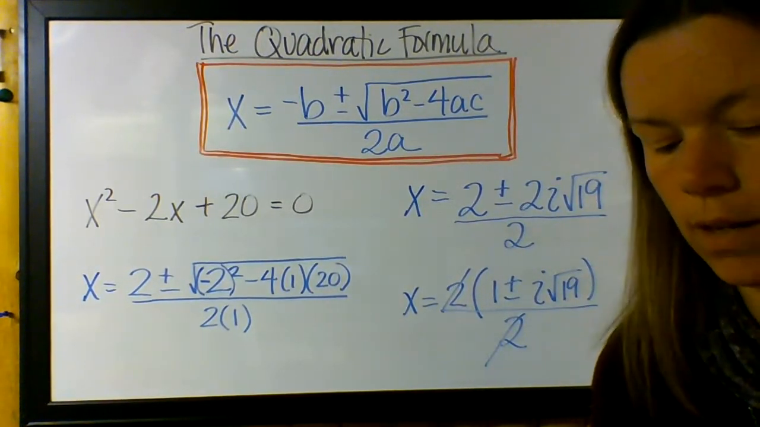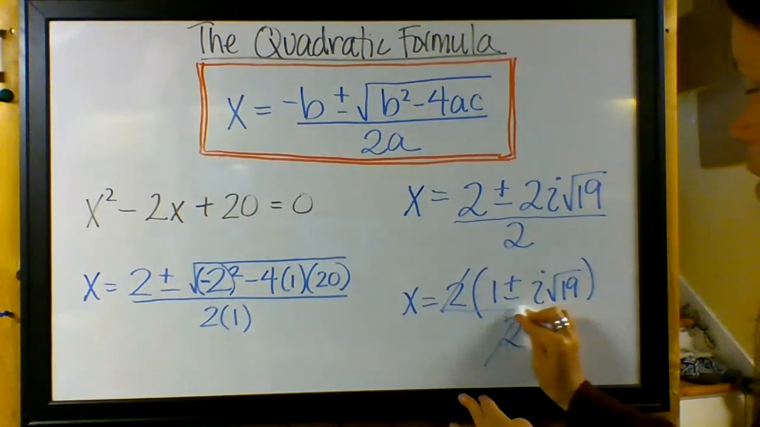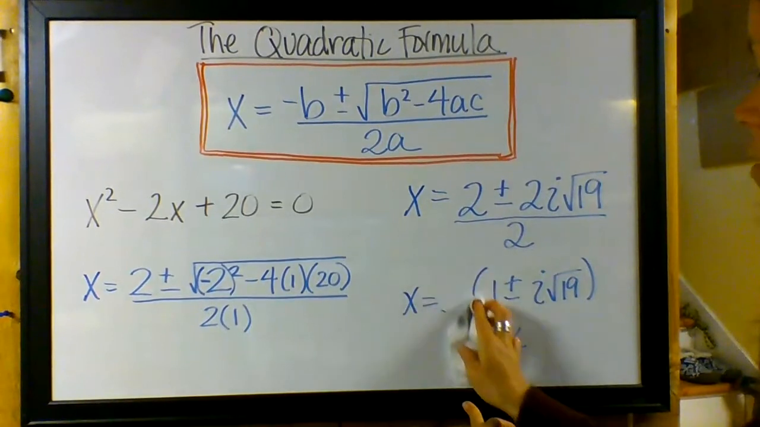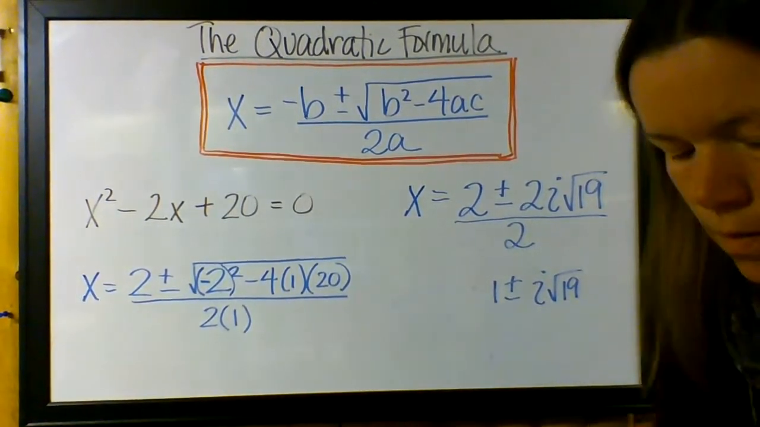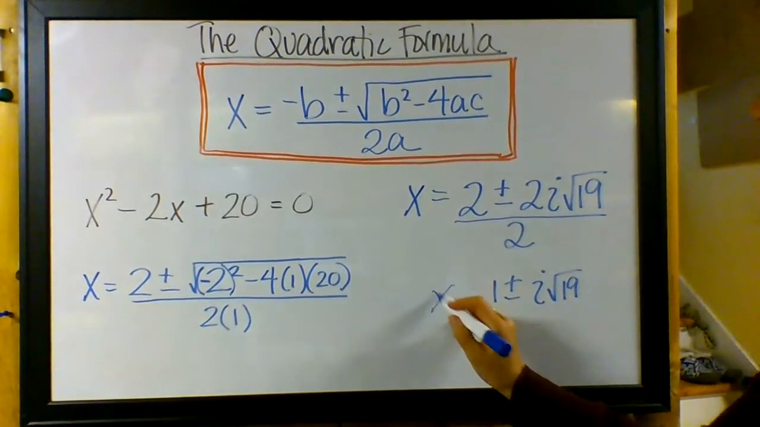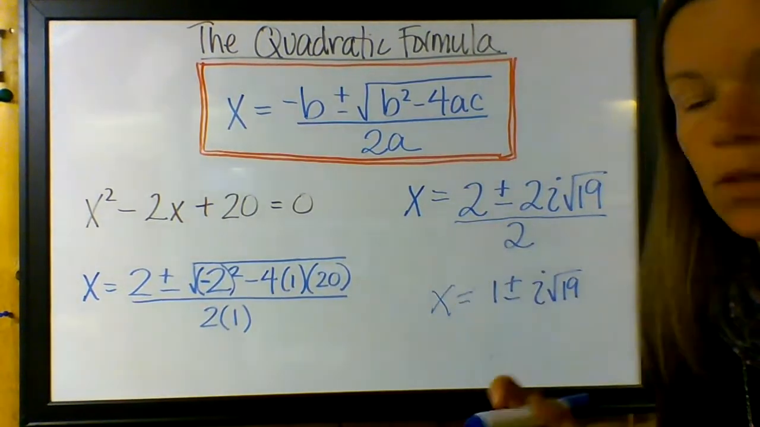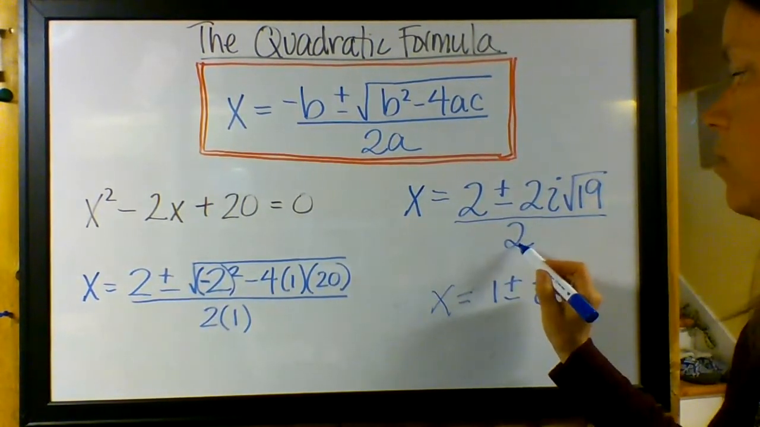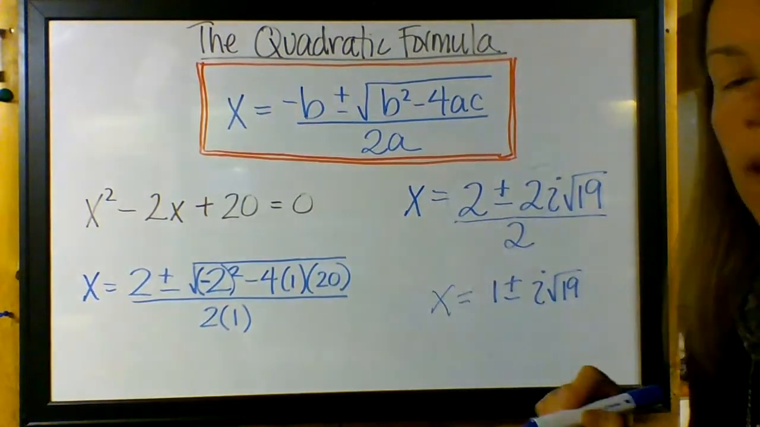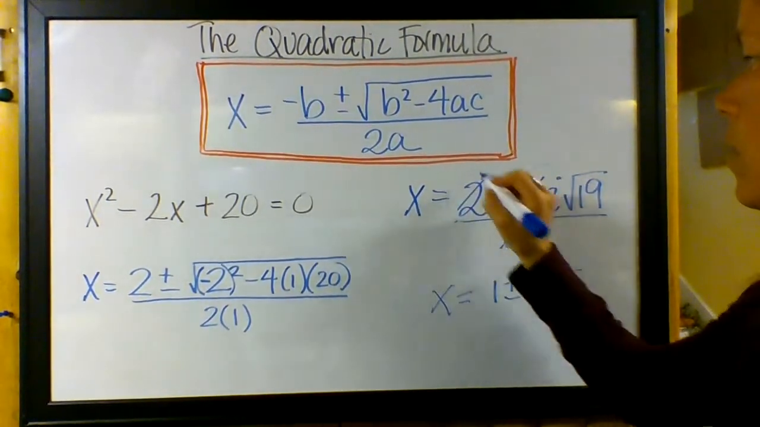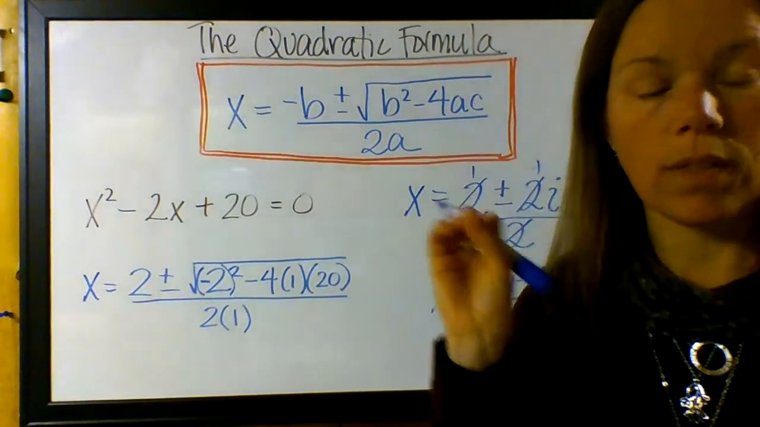Right? Again, I'm running out of room. So on my next line, I would write this. X equals 1 plus or minus i root 19 because those 2's canceled, right? So you can think about this as reducing this 2 with this number on the left and with this number on the right. So I could do this as long as I know that I'm reducing it with every term in the numerator.